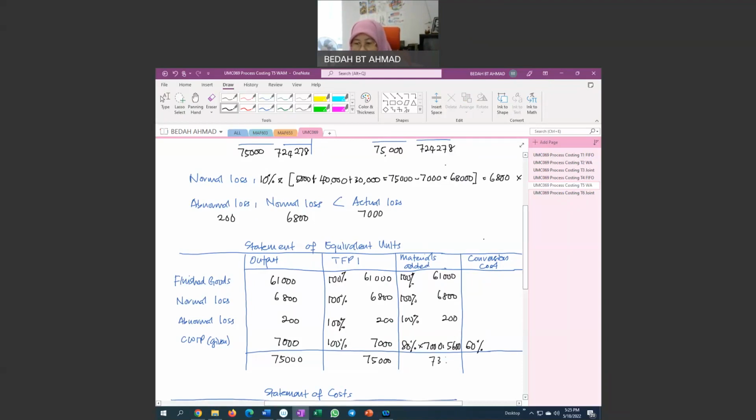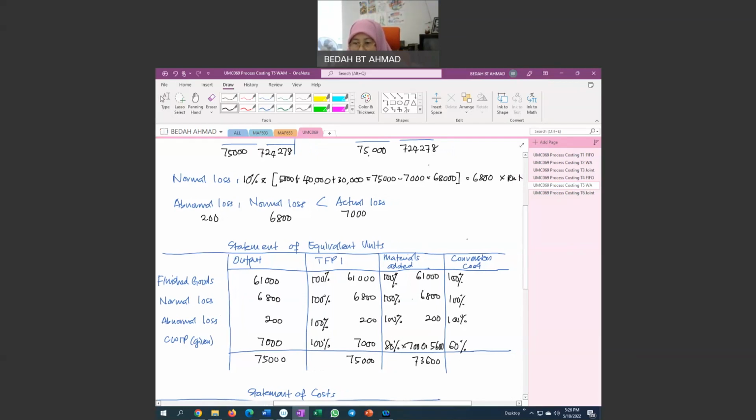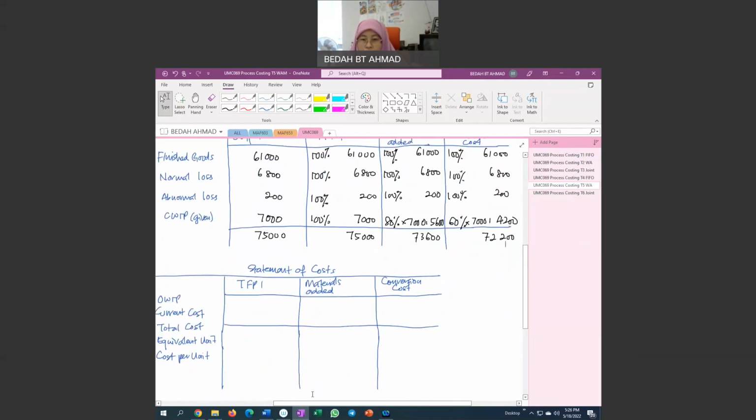Okay, for the conversion cost, finished good is 100%, normal loss is 100%, abnormal loss is also 100%. Only for the closing work in progress is 60% out of the 7,000, so it is 4,200. So the rest is 100%. So in total, it is 72,200. Okay, then proceed with the statement of cost.